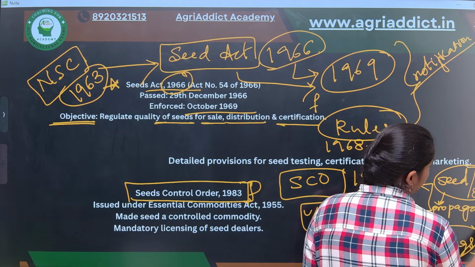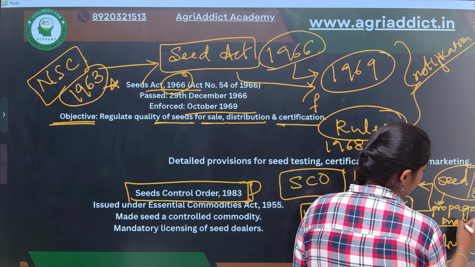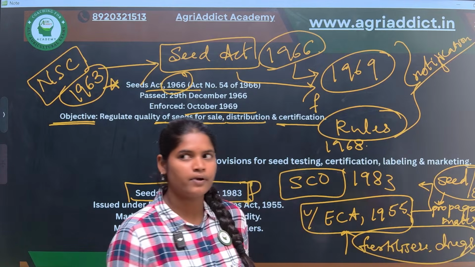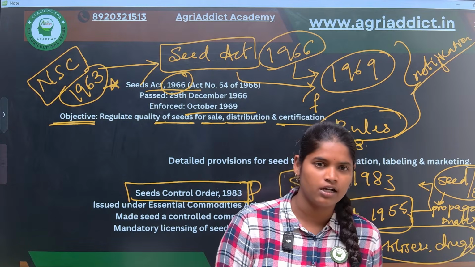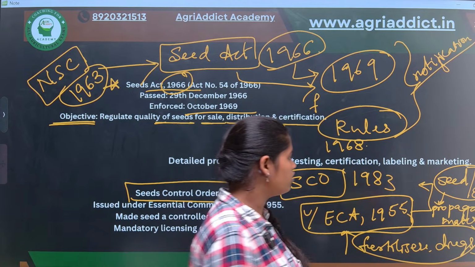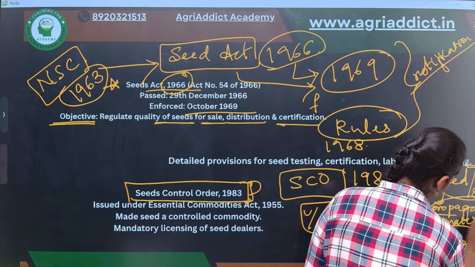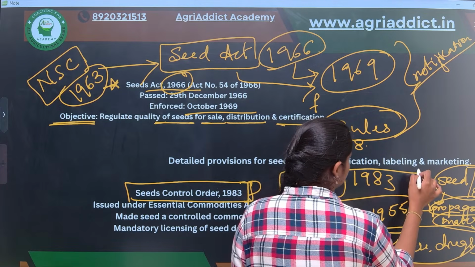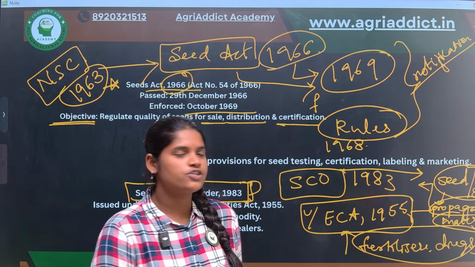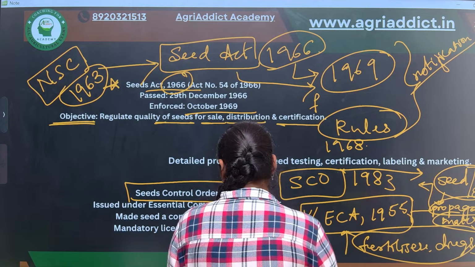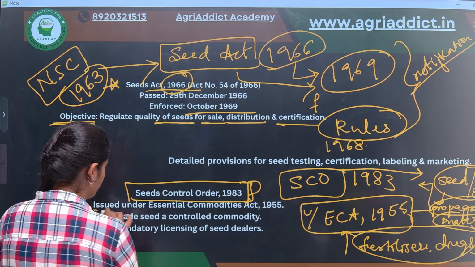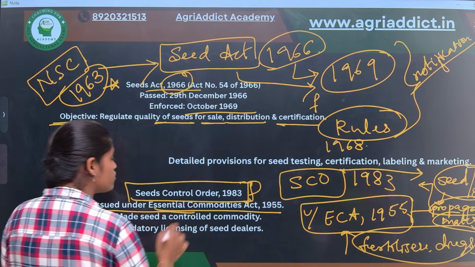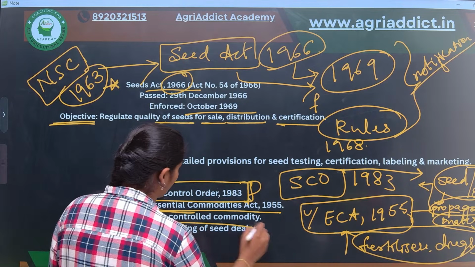Since in some horticultural crops we don't propagate through seeds, we propagate through propagating materials like stolons and suckers, so seed also includes propagating materials. Just make note of it. So under this act, seed is considered an essential commodity. The Seed Control Order is issued under the Essential Commodity Act, so it made seed a controlled commodity.